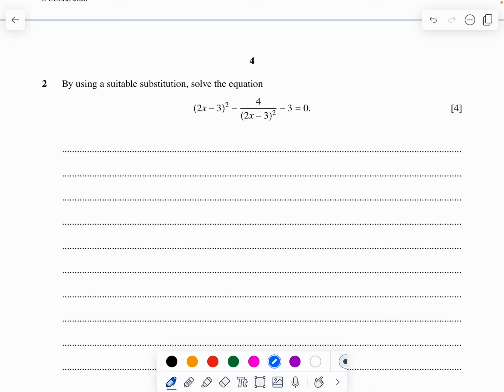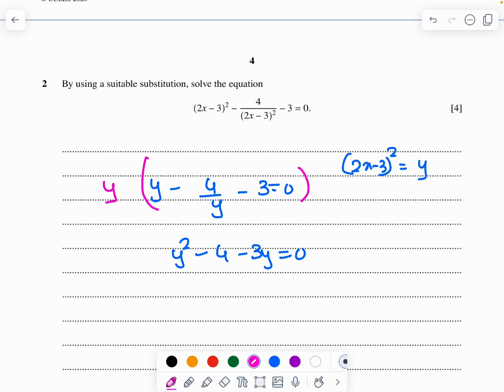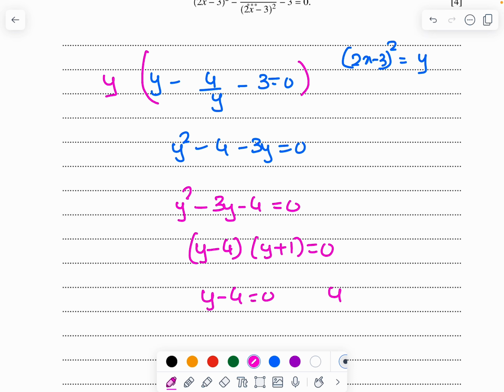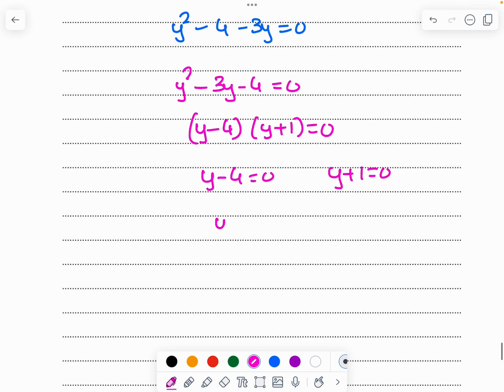Now question number 2, 2x minus 3 whole square. So let 2x minus 3 whole square equals to y. So it becomes y minus 4 upon y minus 3 equals to 0. So y square minus 4 minus 3y equals to 0. I multiplied entire equation with y. Write in standard form, y square minus 3y minus 4 equals to 0. So y minus 4 times y plus 1 equals to 0. So y minus 4 equals to 0, y plus 1 equals to 0. So y equals to 4, y equals to negative 1.